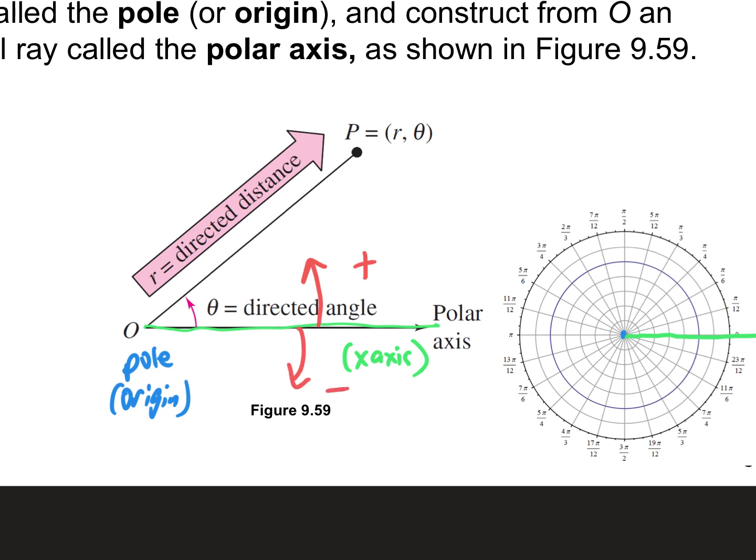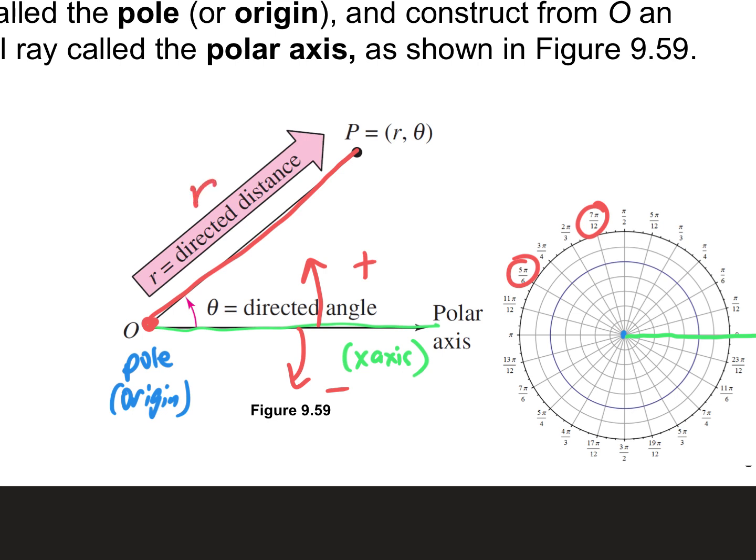The distance from the pole, the middle, to a point on the outside, any of these points out here, is called your r value. It's a directed distance. This is your r value, the directed distance.